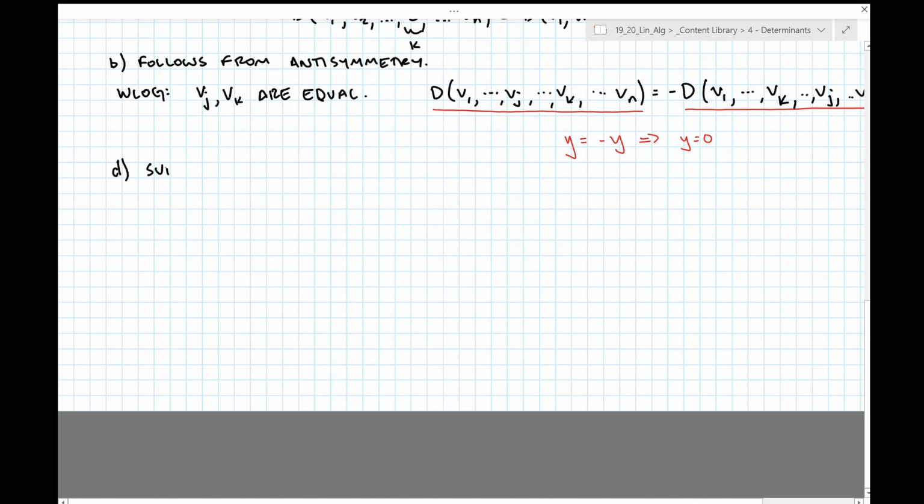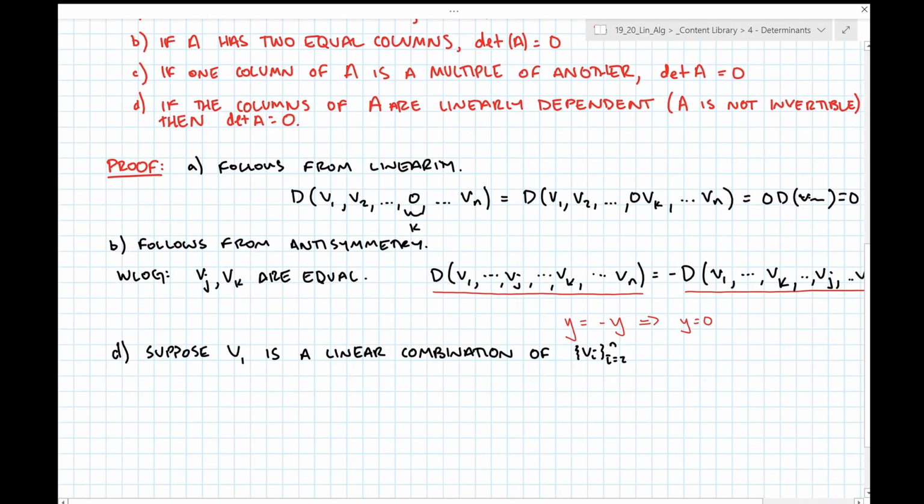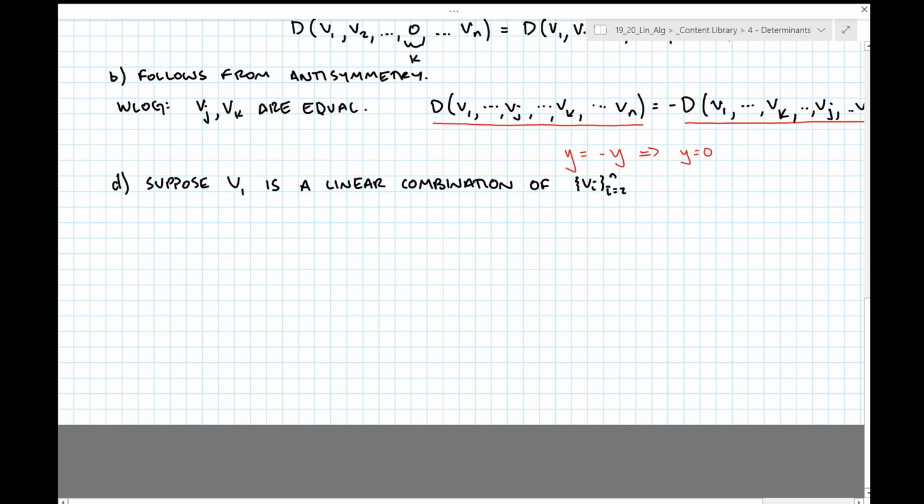We'll suppose V1 is a linear combination of the other vectors, say b_i, where i starts at 2 to n. So what we're going to say is if the columns of A are linearly dependent, then one of the vectors is a linear combination of the others. We're just going to start and say it's V1, and then we could generalize it a little later.